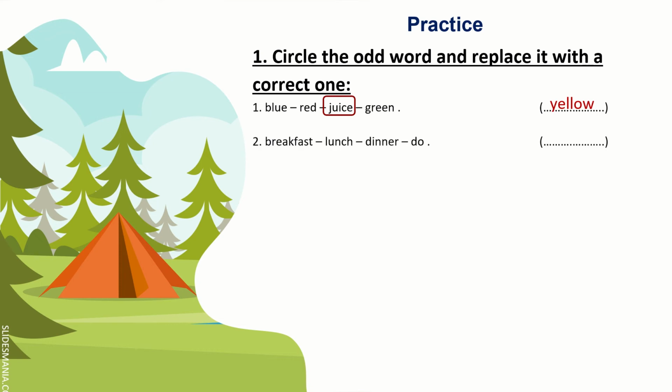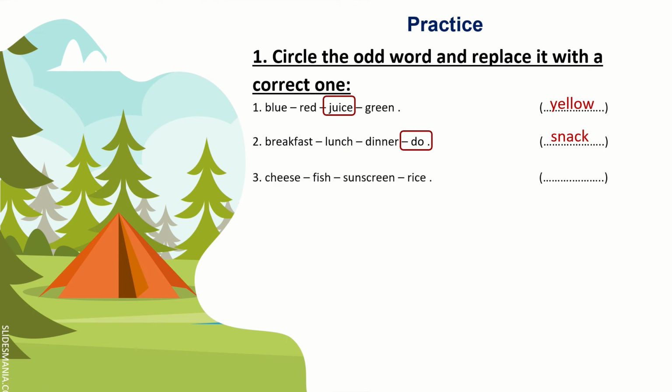Breakfast, lunch, dinner, do. Breakfast is a meal. Lunch is also a meal. Dinner is also a meal. Do is a verb. So can you give me a meal to add to this group? Okay, we took breakfast, lunch, dinner, but before and in the past years, you took a word that's called snack. Snack is a light meal. You eat it between those meals, maybe between breakfast and lunch, lunch and dinner. You eat what? A snack.